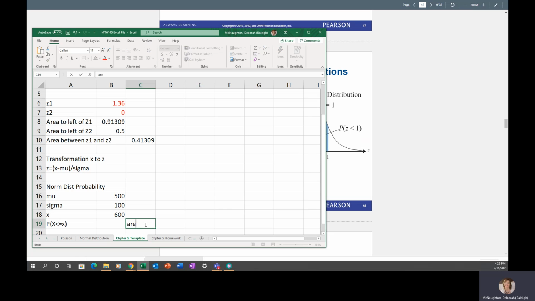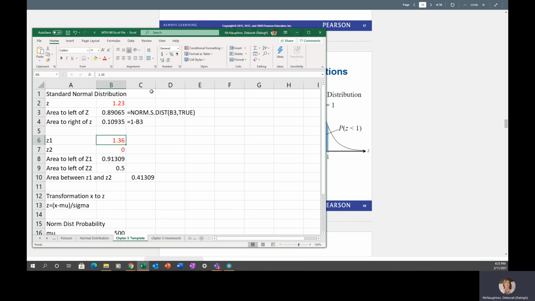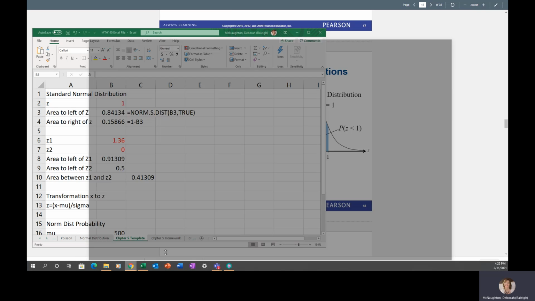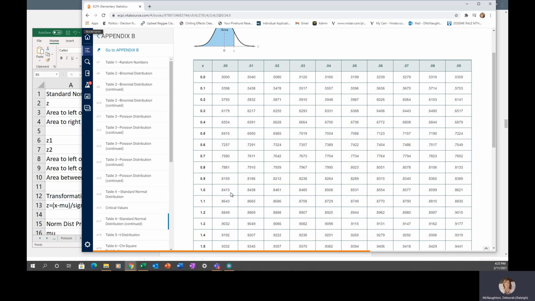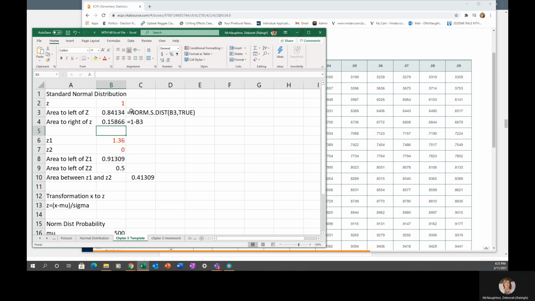This is also the area to the right of x. The way that I find this, not using the standard normal, because I could just change this now to 1, up here, I could go all the way up to the top here and make this value 1, and I would get that number that I saw in the table, 0.8413. I'm just going to change this back to 1.23 because I want it like that.